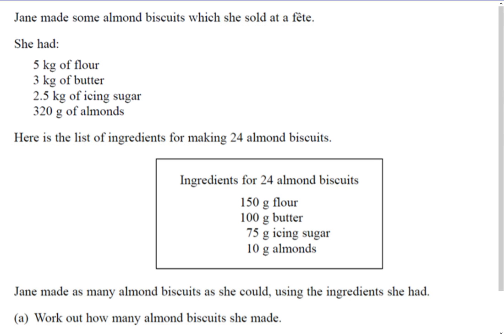Okay, so Jane made some almond biscuits which she sold, and she had 5 kilograms of butter, icing sugar, almonds, and this is the list of ingredients for making 24 of them. Jane made as many almond biscuits as she could using the ingredients she had. So here I say had, and here I write how much she needs.